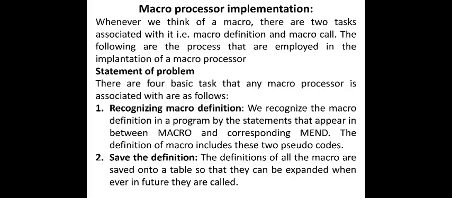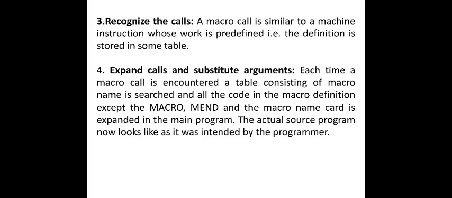Whenever we think of a macro, there are two tasks associated with it: the macro definition and the macro call. The following are the processes employed in the implementation of a macro process. To formulate the statement of the problem, there are four basic tasks that any macro processor is associated with. The first is recognizing the macro definition, second is saving the definition, third is recognizing the calls, and the last is expanding the calls and substituting the arguments.